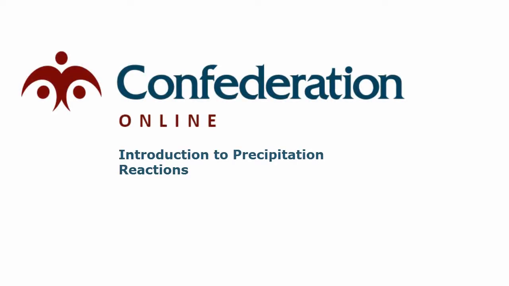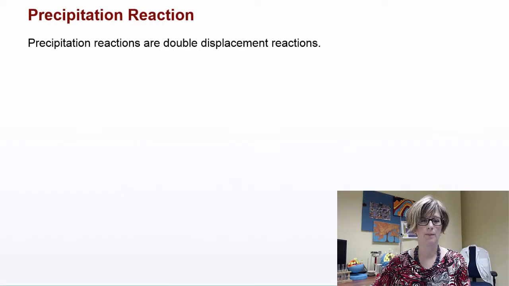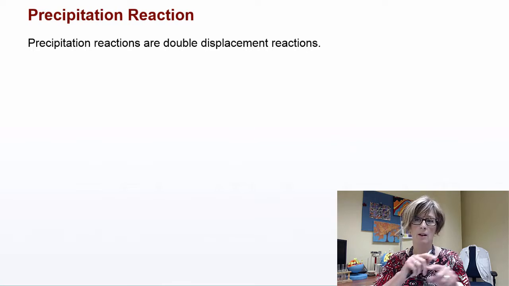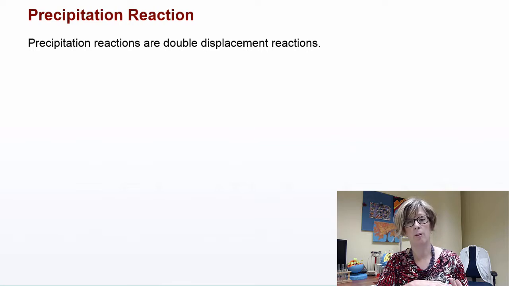In this video, I'm going to talk about precipitation reactions, or reactions that take place in aqueous solutions. So, the first thing that you need to know about precipitation reactions is they are actually a double displacement reaction. So remember we talked about how in a double displacement reaction, elements switch places in a compound. So you start with two compounds, then you end with two different compounds. A precipitation reaction is that type of reaction.